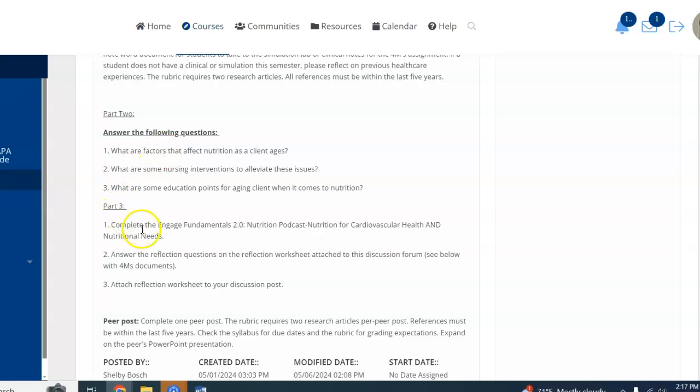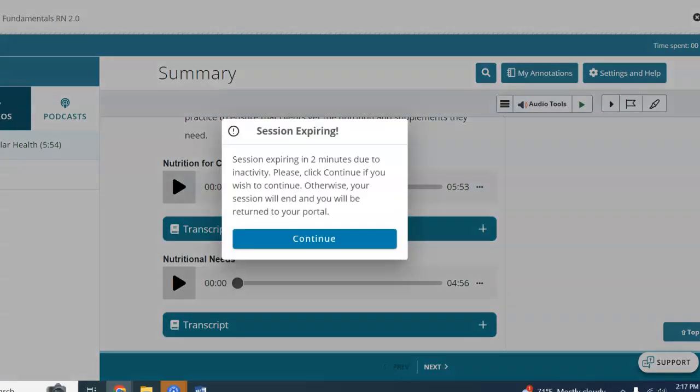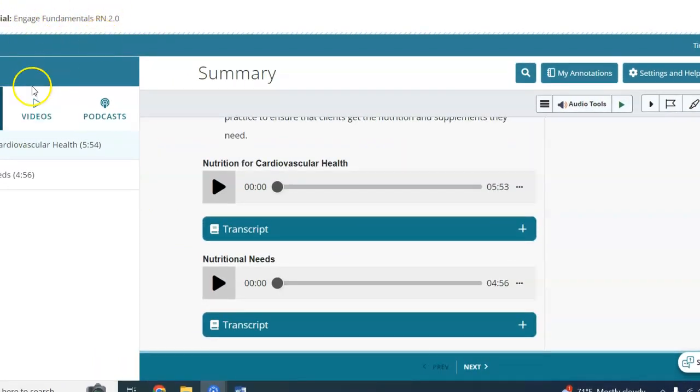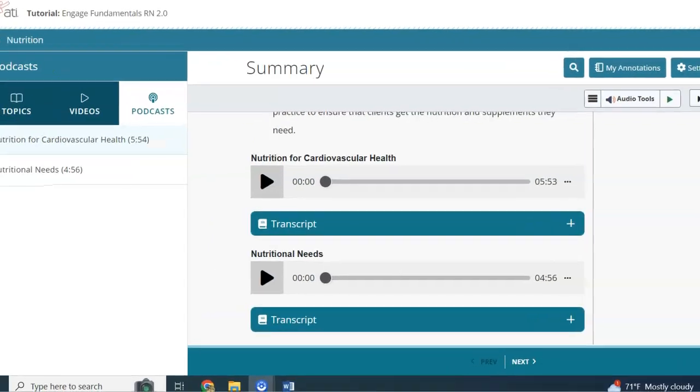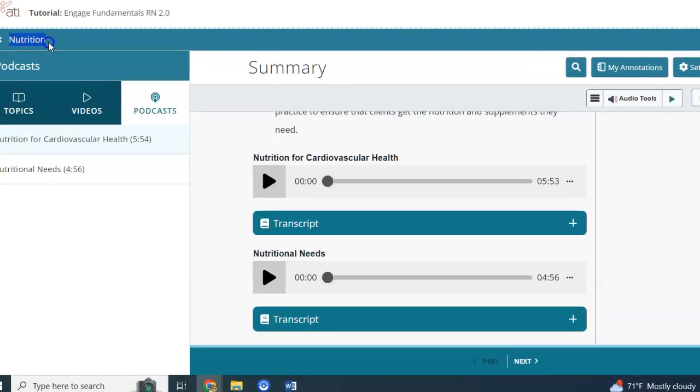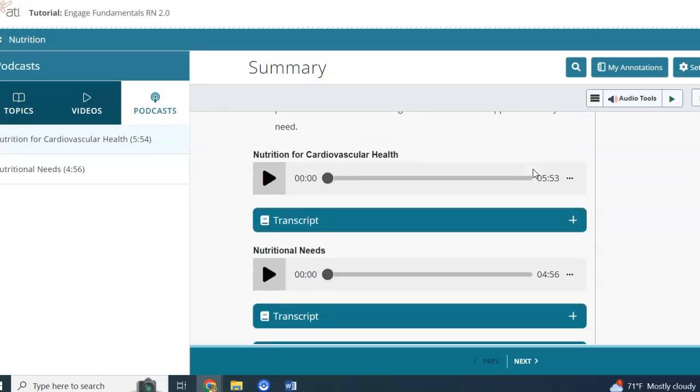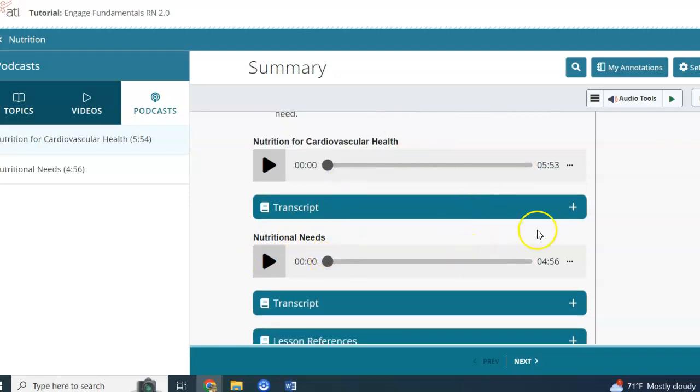Part 3 is to complete the Engage Fundamentals 2.0 Nutrition podcast. And this is both the nutrition for cardiovascular health and nutritional needs. And I'm going to pull that up. So you're going to go into your ATI Engage Fundamentals, and you're going to go into the nutrition one. When you pull up this nutrition module, all you have to do is click on the podcast button, and then it'll pull up 2 podcasts. So nutrition for cardiovascular health and nutritional needs are the 2 that you need to listen to.